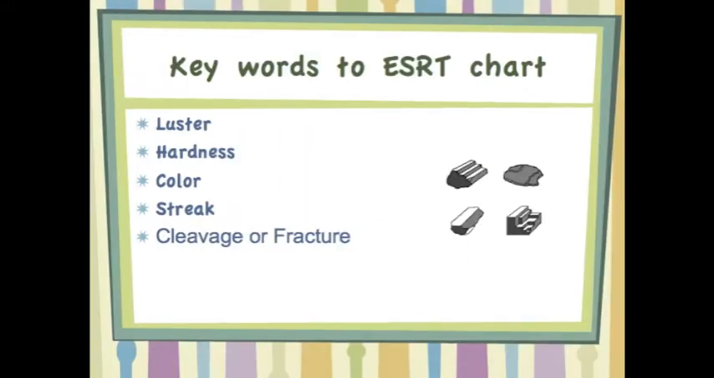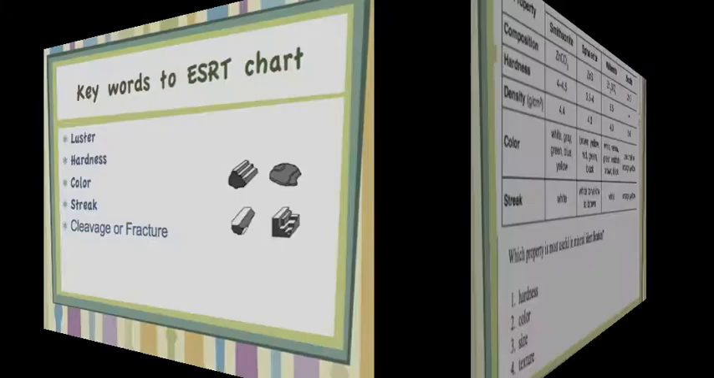Some key words to using this chart in the reference table are luster, hardness, color, streak, cleavage, and fracture. One fact about luster is it could be metallic or non-metallic. If it is metallic, it will be shiny. If the hardness is higher than 5.5, it will scratch glass because glass is 5.5. If it is lower, it will be scratched by glass.